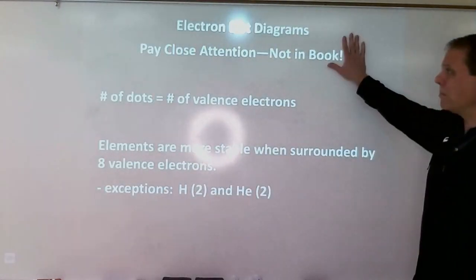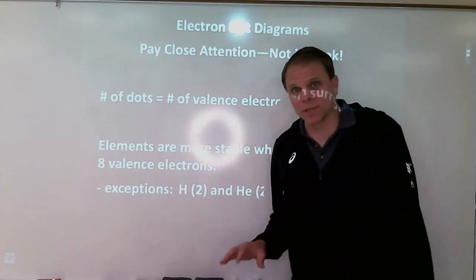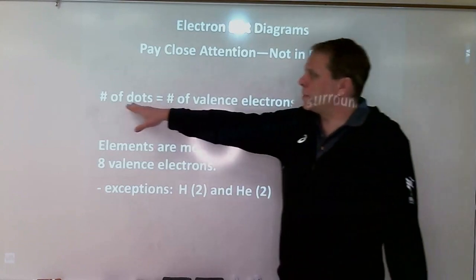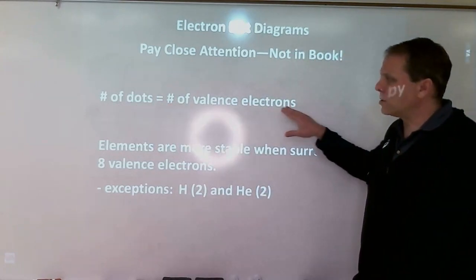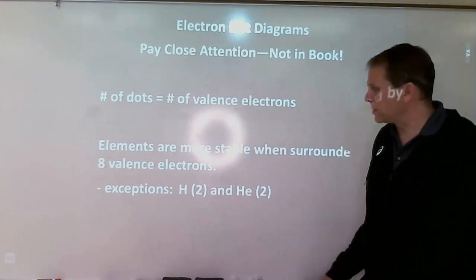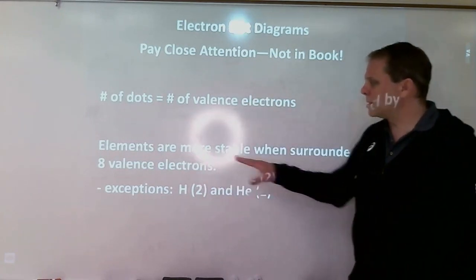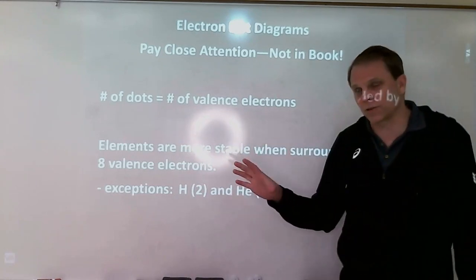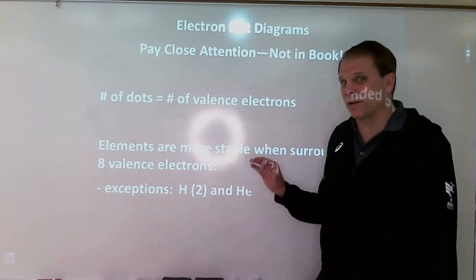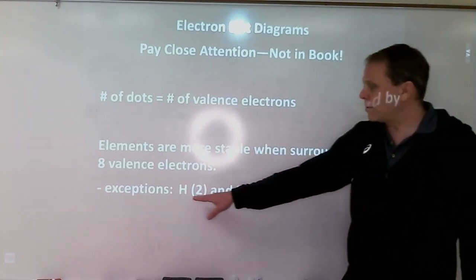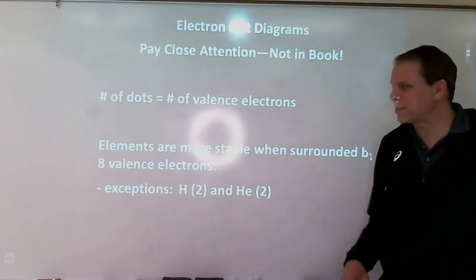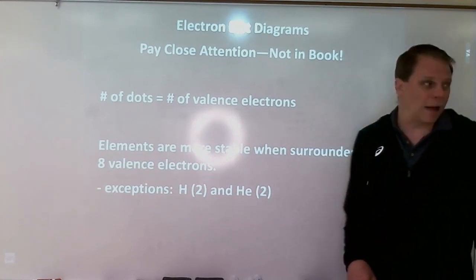So what these are called are electron dot diagrams, also known as Lewis dot structures. Basically, we're going to be representing electrons, or valence electrons particularly, with little dots around the element symbols, okay? Now, remember the elements are more stable when they have 8 valence electrons, and so we're trying to get 8 electrons around these elements. Exceptions to that would be hydrogen and helium. Hydrogen likes 2, helium likes 2. There are other exceptions as well, but we won't worry about those for right now, okay?